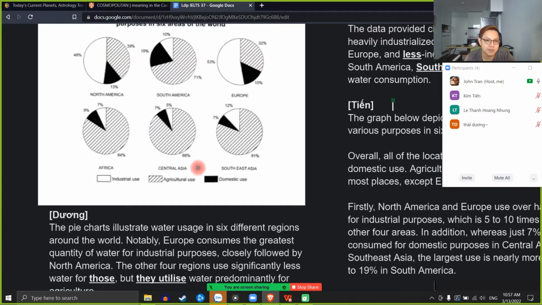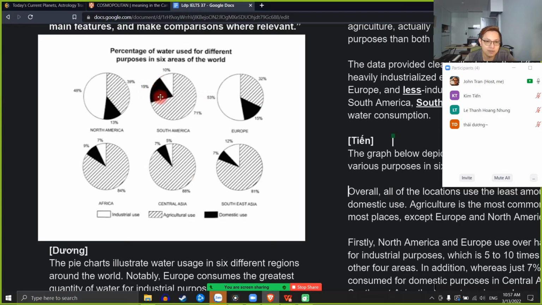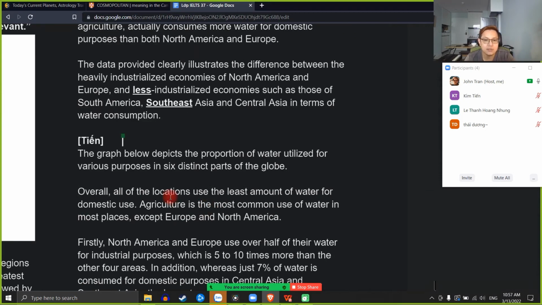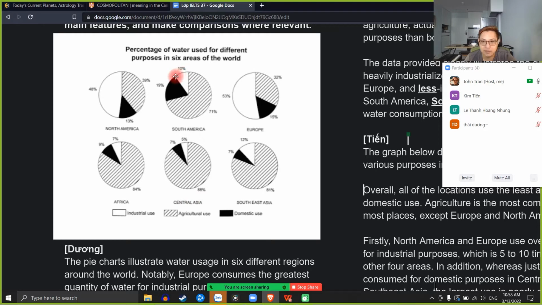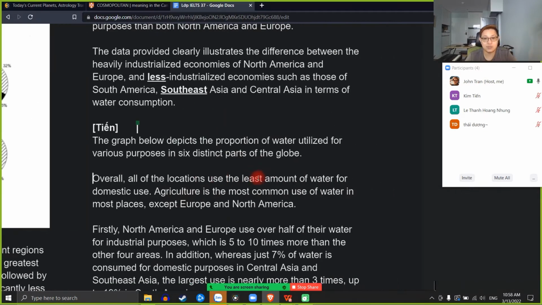No, not true. Because here, South America uses more for domestic than industry. Cái điều này không đúng nha. Cái điều em vừa nói là tất cả các vị trí sử dụng cái lượng nước ít nhất cho domestic use là không đúng. Tại vì sao? Có một số chỗ cái ngành công nghiệp thì nó vẫn nhỏ hơn cái domestic use này. Đâu có đúng đâu, cho nên câu đó không có đúng. See, a lot of places, 10, 19, you see, industrial use is still more than domestic use. So this sentence is not true. Cẩn thận, câu này không đúng nè.